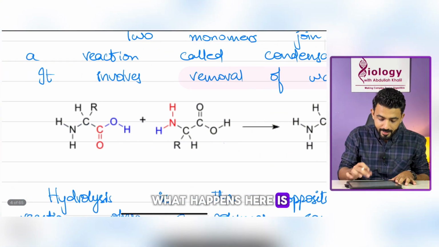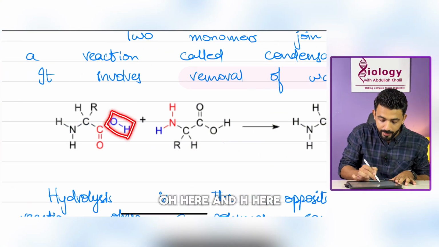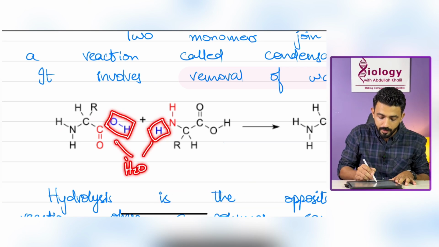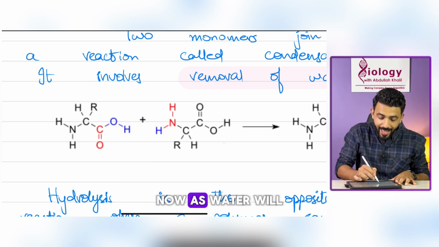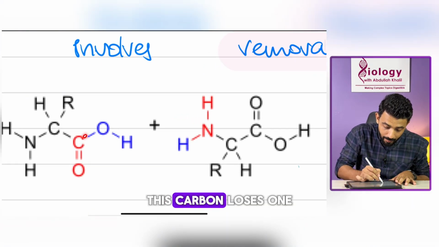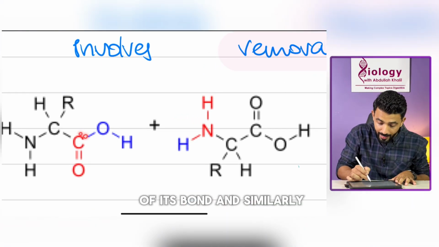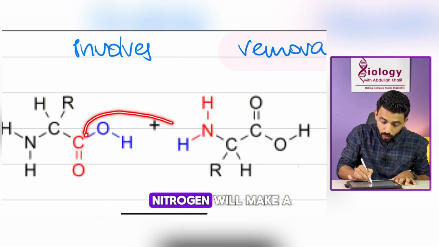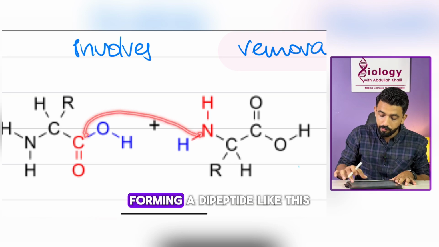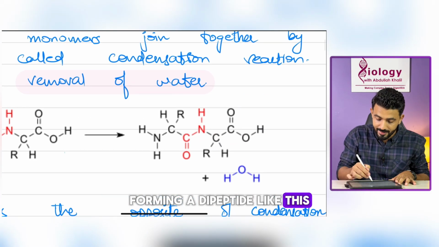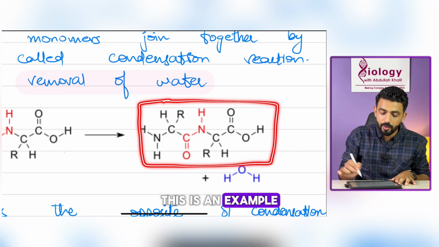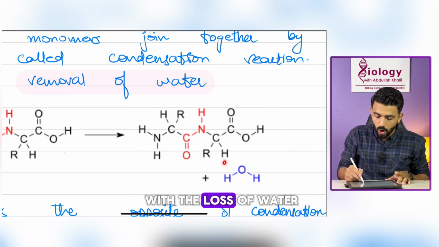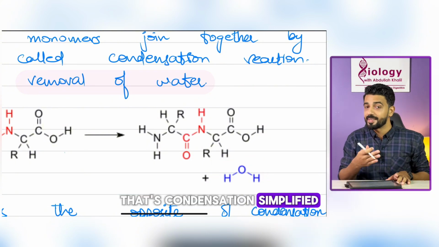What happens here is, as you can see, OH here and H here, they can make a bond to make water. Now as water will be lost, this carbon loses one of its bonds, and similarly this nitrogen loses one of its bonds. So this carbon and nitrogen will make a bond together, forming a dipeptide like this. This is an example of condensation reaction. So joining of two molecules with the loss of water, that's condensation simplified.